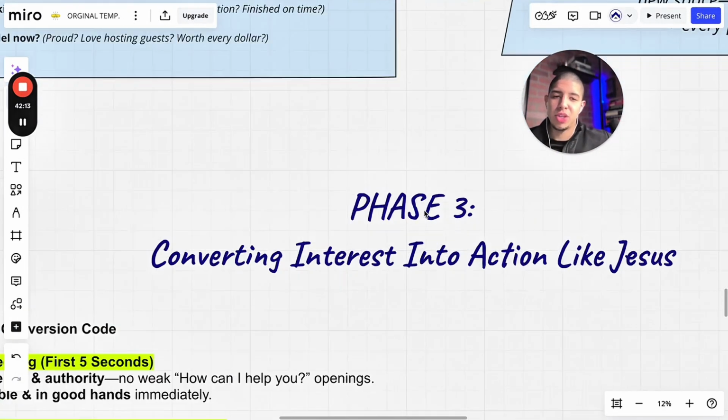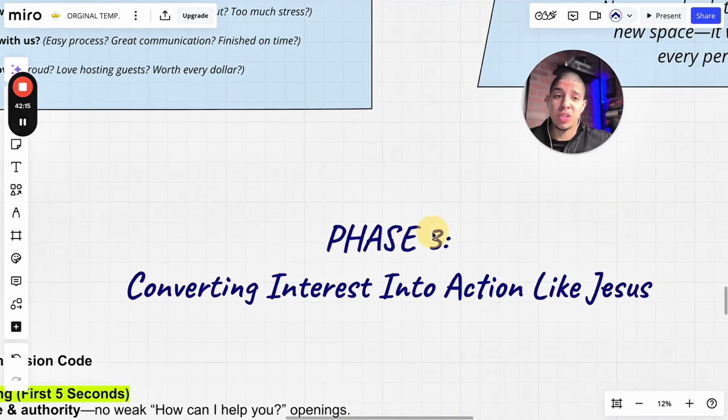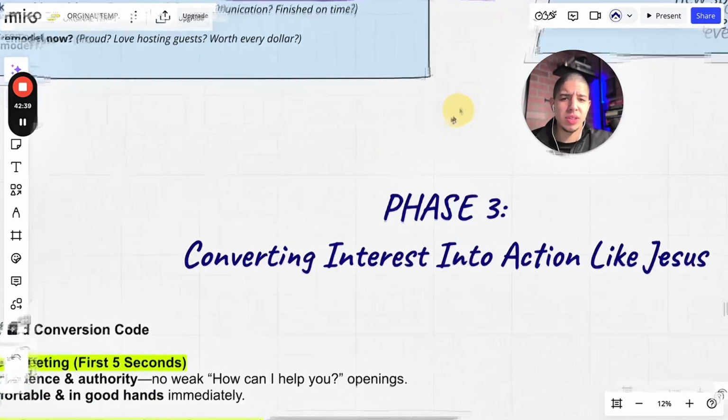Converting interest into actions like Jesus. Yo, but this is controversial. This is very controversial. Look, I don't care what religion you are and what you follow, but the best salesman was Jesus Christ. When you talk about conversion rate, what was his conversion? He's still selling till this day, right? He's not actually selling you something, but he's converting people. So how can we actually convert people like Jesus?